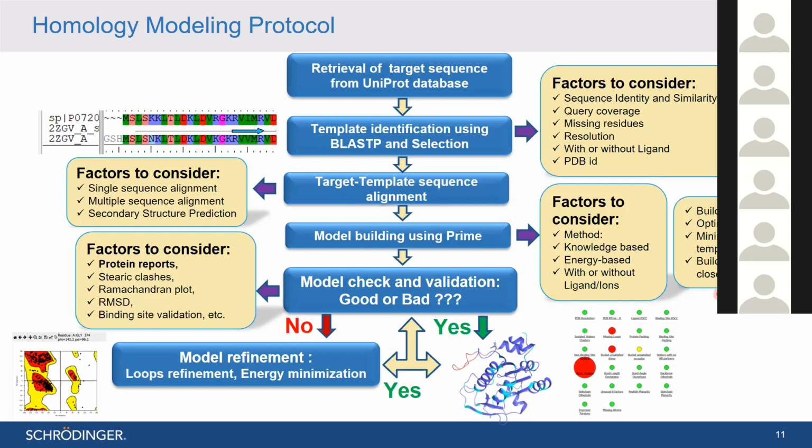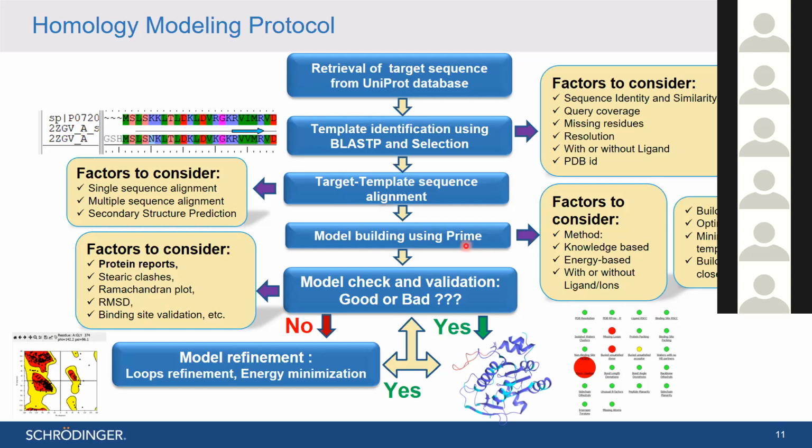You can also further build your backbone or the side chains of the amino acid residues. You can add missing loops or side chains in it, or you can generate various chimeras. So these are the things which you can do in an actual homology modeling exercise.